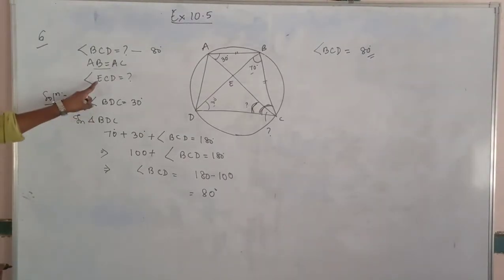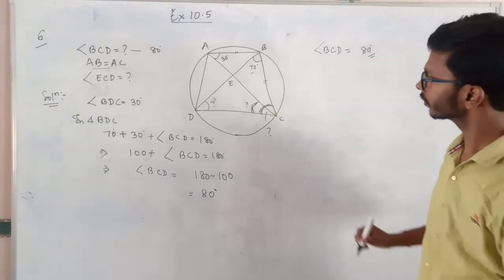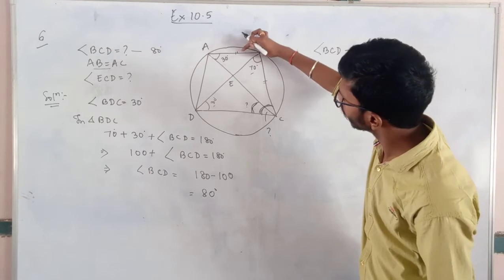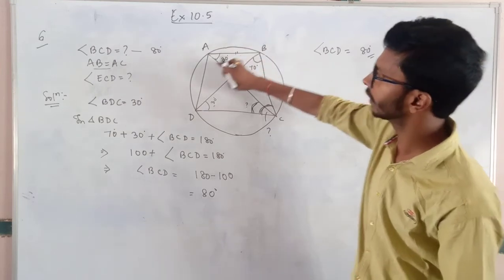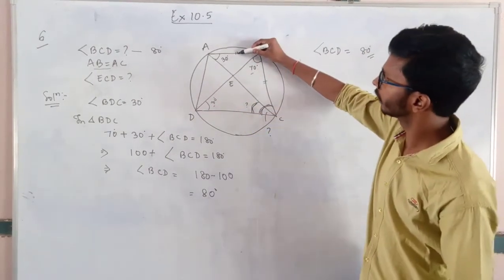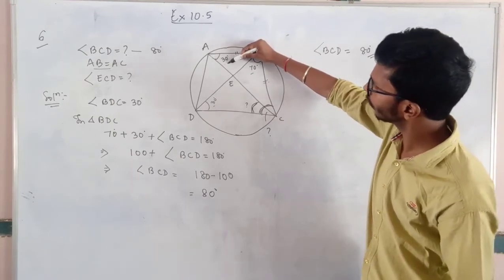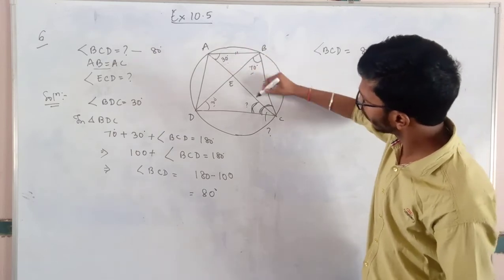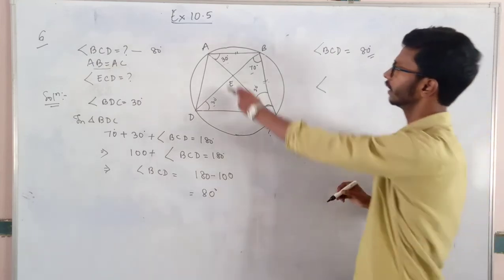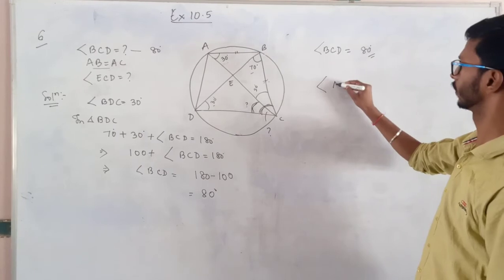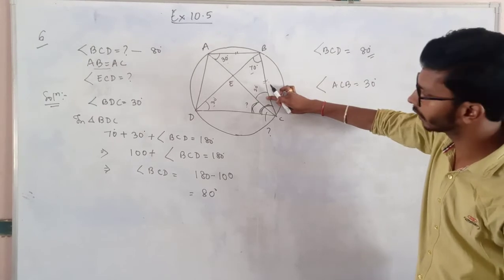Second, we have to find angle ECD. Now you see here, see nicely. These two sides are equal, as given to us: AB is equal to AC. So if these two are equal, it means these two angles are also equal. So if this is 30, this angle should also be how much? 30. So angle ACB should also be equal to 30. So this angle is 30.